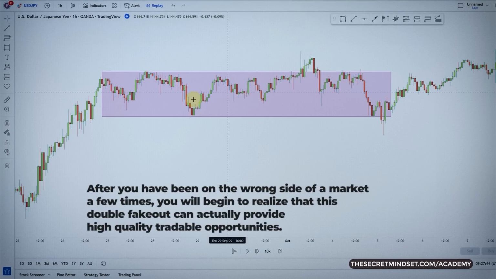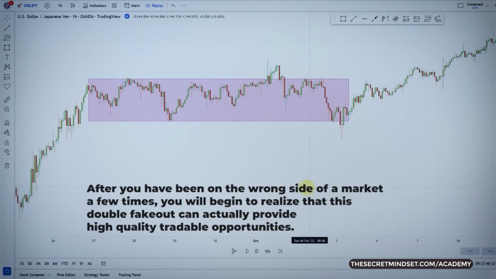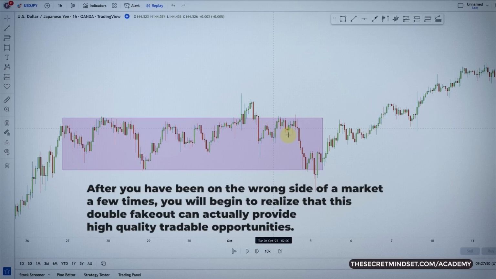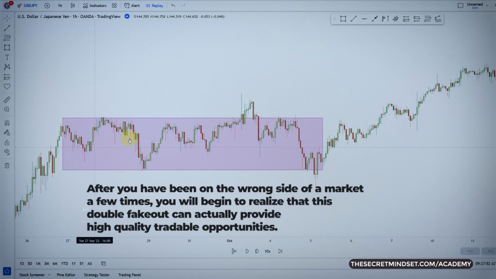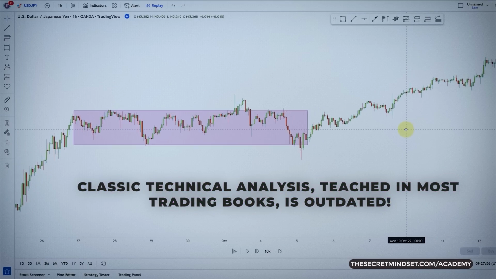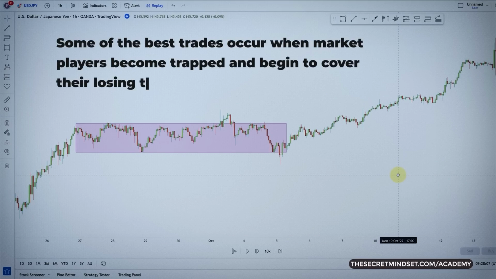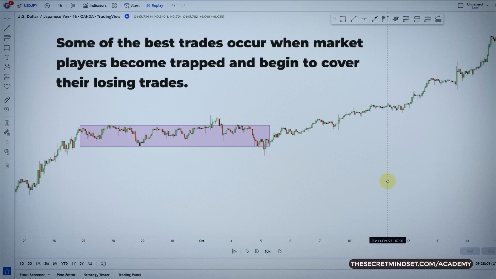After you have been on the wrong side of a market a few times, you will begin to realize that this double fakeout can actually provide high-quality tradable opportunities. The reality is that classic technical analysis, taught in most trading books, is kinda outdated, and you should design your trading strategy around these types of scenarios. Some of the best trades occur when market players become trapped and begin to cover their losing trades.